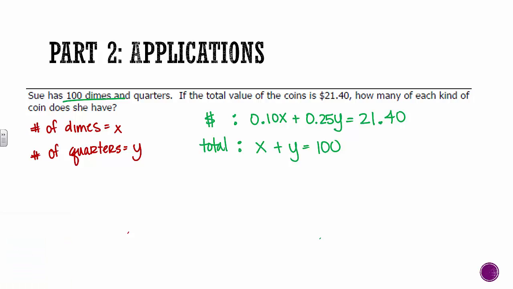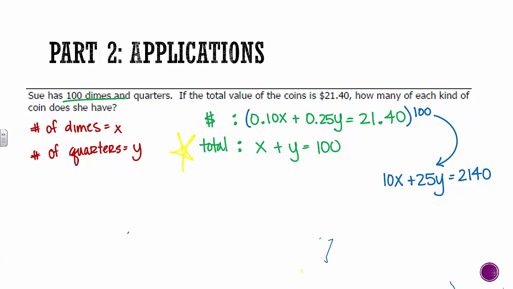Now, before you start solving this, you could solve it with elimination, substitution, whatever you want to do. Or we could clear the decimals. So one thing that I always like to do is, all of these are in dollars. If you multiply it by 100, this turns into cents. So 10x plus 25y totals 2,140 cents, which is still $21.40. And then this you can use with that one to solve. So again, I'm going to leave you to solve this one. This will be part of your can you prove it.